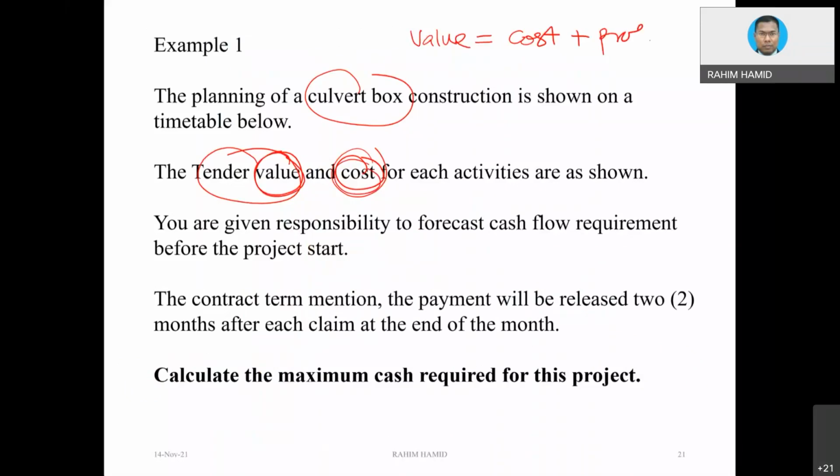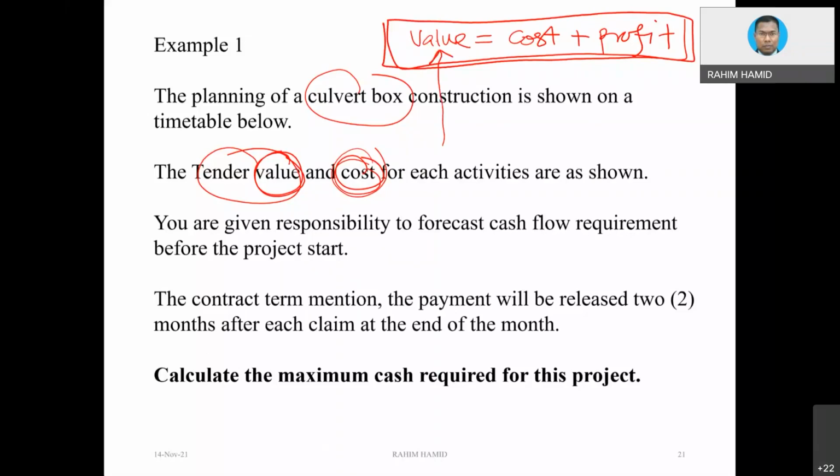So you have to remember this formula, very simple formula, because sometimes in the question we will give value and then we also give profit in terms of percentage. For simplicity purposes, sometimes we mention percentage in terms of the value. So that you can basically calculate the cost, or vice versa.